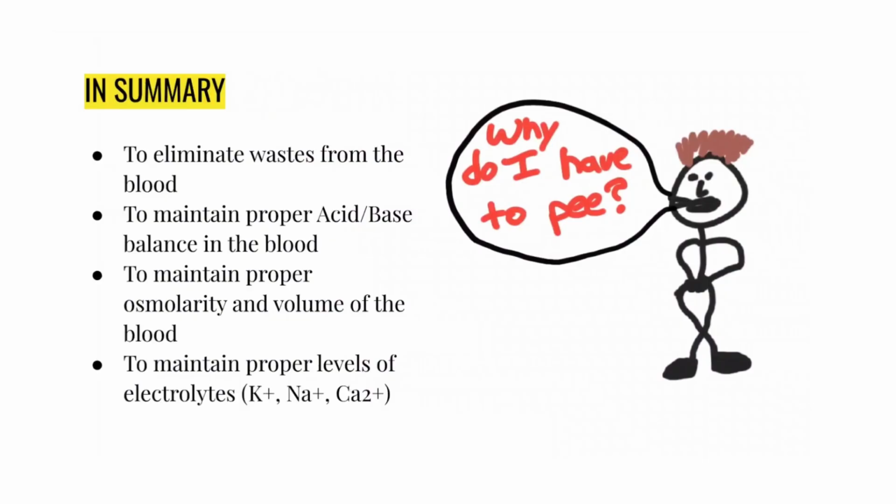So in summary, why do we have to pee? Well, we have to pee to eliminate waste from the blood. This is one of the major reasons, okay? Now, of course, we also, as mentioned, are maintaining our proper acid-base balance. We also have to maintain the proper osmolarity and volume of the blood, or the concentration of everything in the blood. And we have to maintain proper levels of electrolytes like potassium and sodium and calcium. Of course, if the kidneys fail to work, all of these things will be at risk for not being maintained properly.